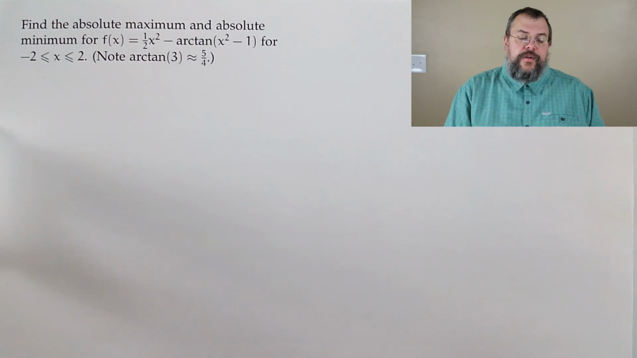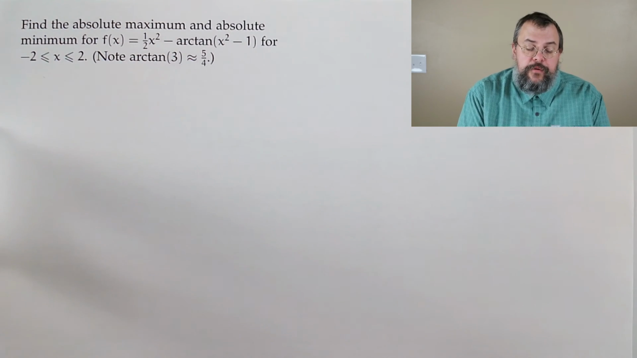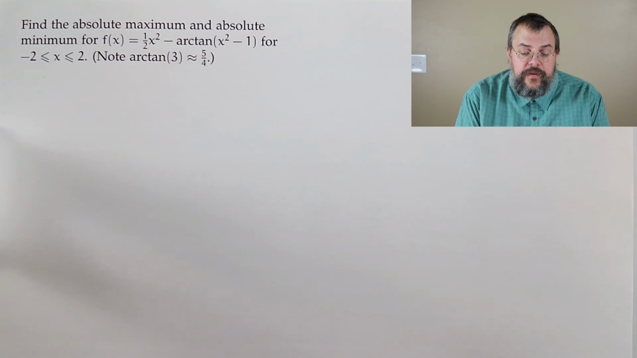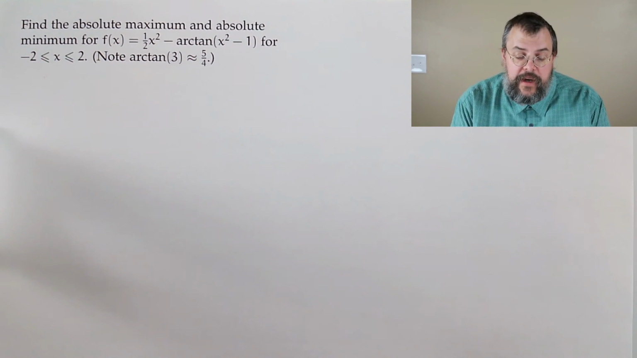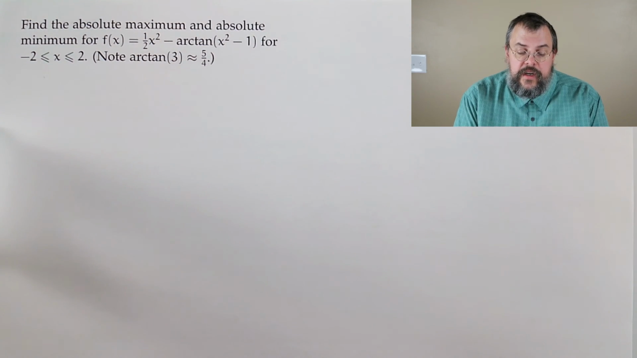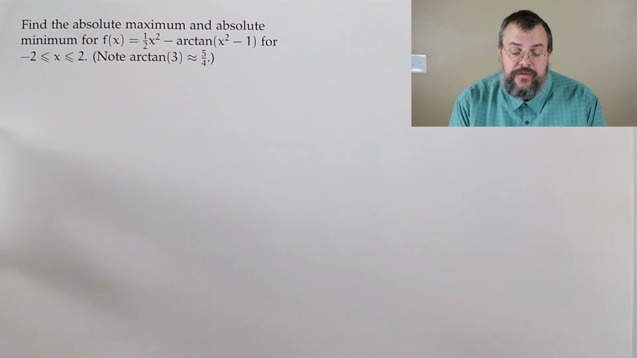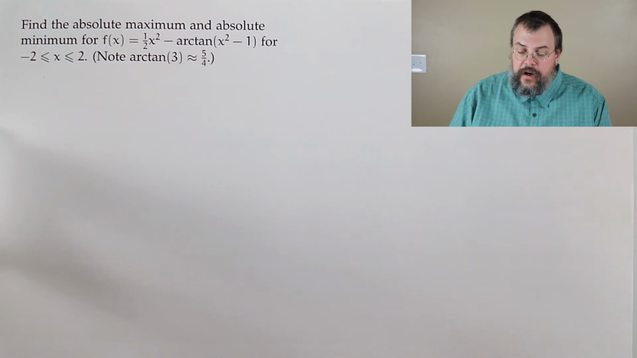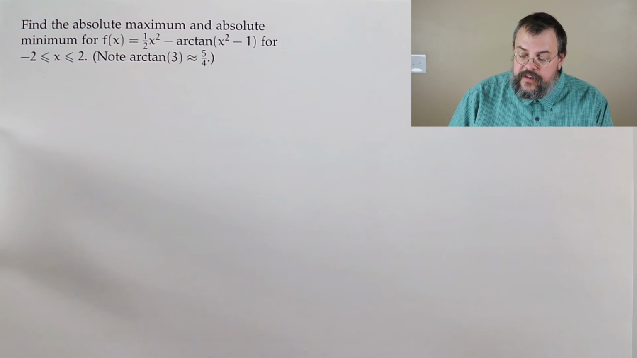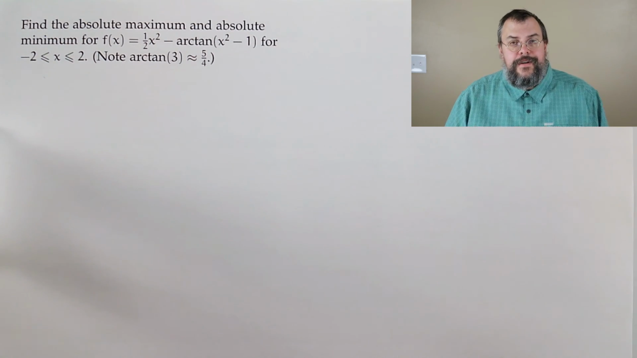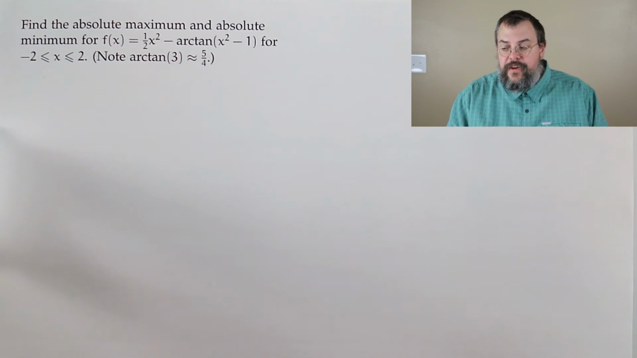Find the absolute maximum and absolute minimum for the function f of x is a half times x squared minus arctangent of x squared minus 1, where we go between negative 2 and positive 2. And there's a note, arctangent of 3 is approximately 5/4. All right, well, that's nice to know.